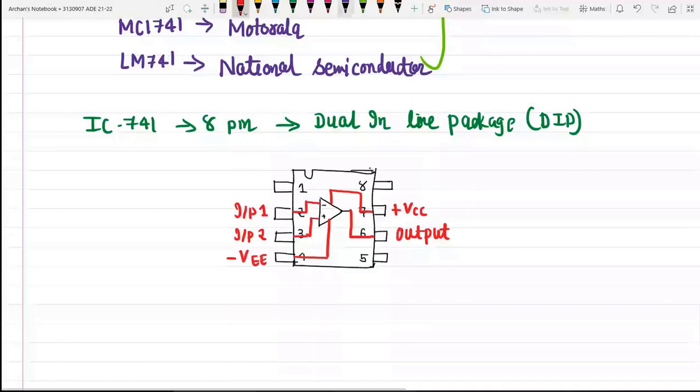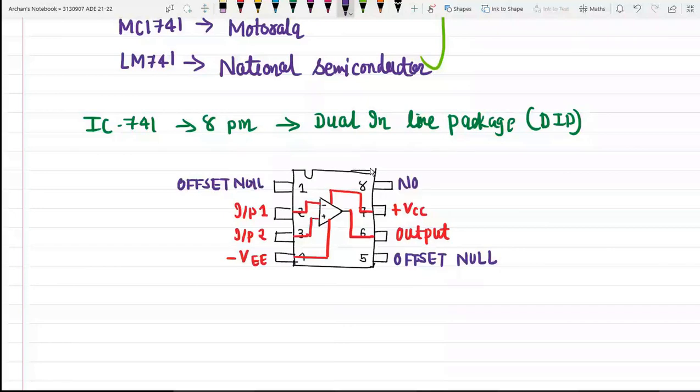Pin number 1 and pin number 5 are used for offset. These pins are known as offset null, pin number 1 as well as pin number 5. And the remaining pin is pin number 8, which is not available for connection. There is no connection to this pin.